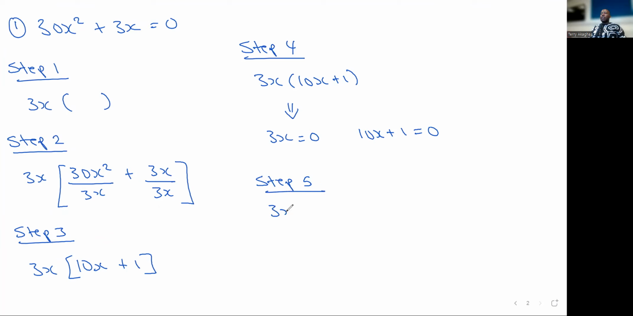So we'll simplify. So 3x is equal to 0. To find x, divide both sides by 3. So therefore, x is equal to 0. Are you seeing it? Then the next one, we have 10x plus 1 is equal to 0.